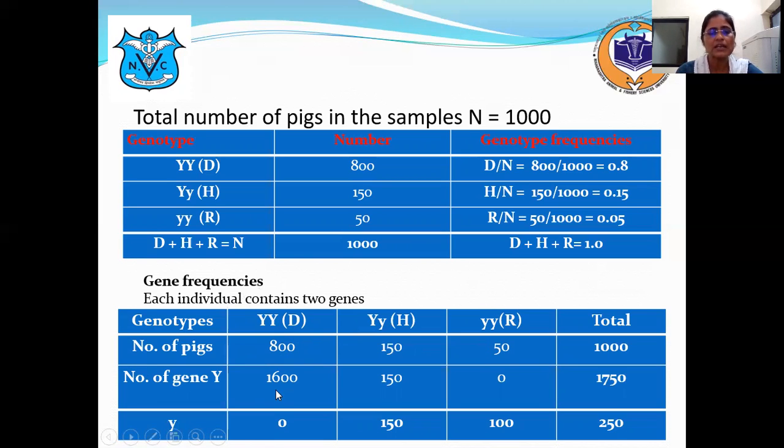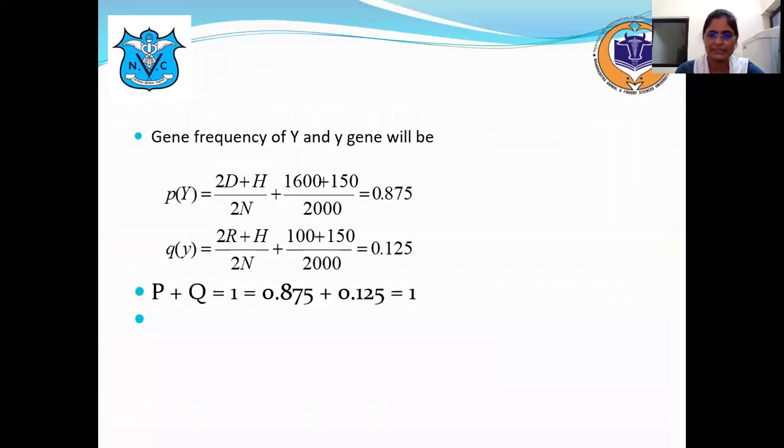So 800 into 2, that is 1600. But for the capital Y in heterozygote genotype, we have only one Y. So here we have two alleles, but only one dominant allele, so we take it as it is, 150. So 1600 plus 150 equals 1750. For the recessive allele, similarly from heterozygote, we have 150 small y, and from homozygous recessive, we have 50 individuals, so 50 into 2 is 100. So 150 plus 100, we have 250 small y alleles.